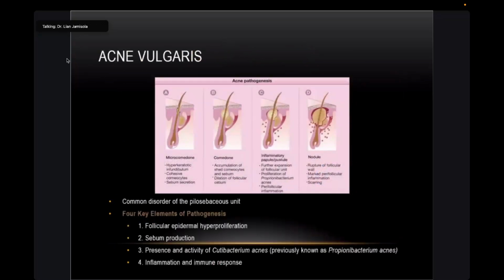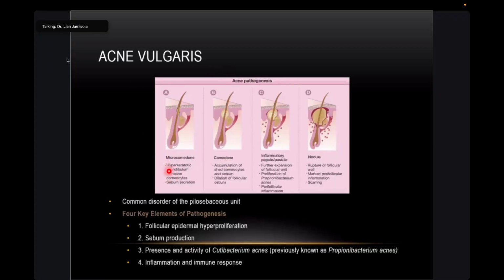Okay? So there are 4 key elements of the pathogenesis of your acne. First is your follicular epidermal hyperproliferation. Second is your sebum production. Third is the presence and activity of your Cutibacterium acnes. This is previously known as your Propionibacterium acnes. And last, it's inflammation and immune response.